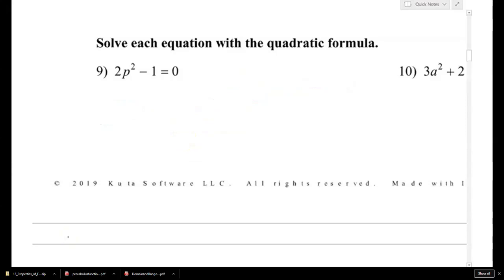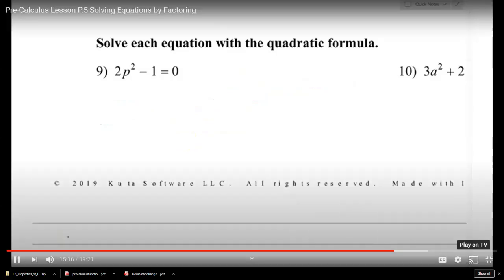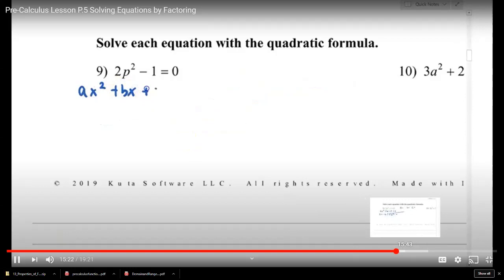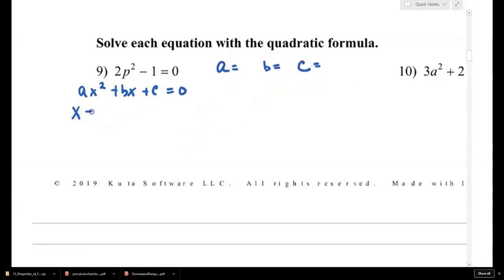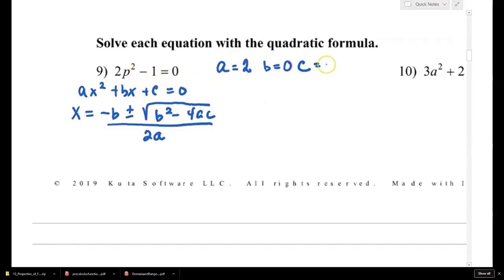We're going to solve these equations using the quadratic formula. Remember that you have ax squared plus bx plus c is equal to 0. You first have to identify a, b, c. We know that the formula is x equals negative b plus or minus the square root of b squared minus 4ac, divided by 2 times a. So in our problem, a is going to be 2. We don't have a middle coefficient, so b is going to be 0. And c is negative 1.